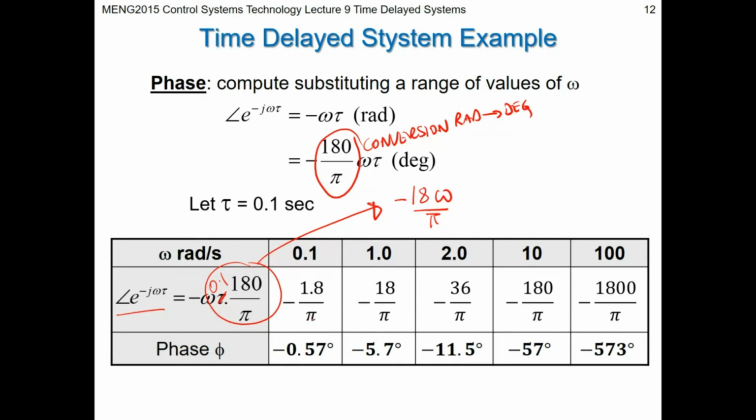So that means it's minus 1.8 over pi. Our 1 is going to be our 18 over pi. 2 is 36 over pi. But look what happens down here, especially when we calculate out the numerical value of these. It starts with a very small value at 0.1 radian per second. It gets down to minus 6 degrees at 1, but then when you get to 10, it's gone to minus 57 degrees, and at 100, minus 573 degrees phase angle.